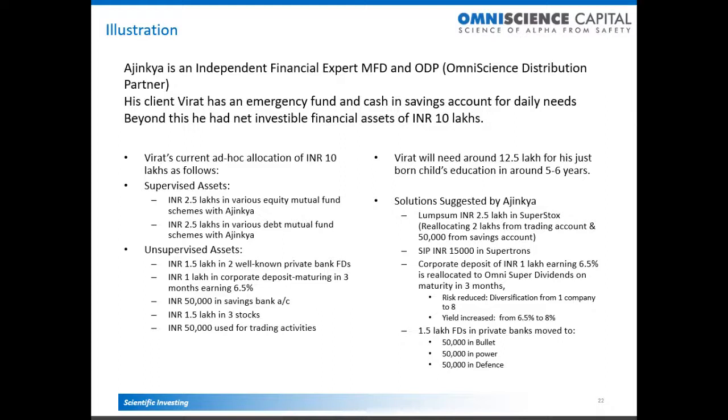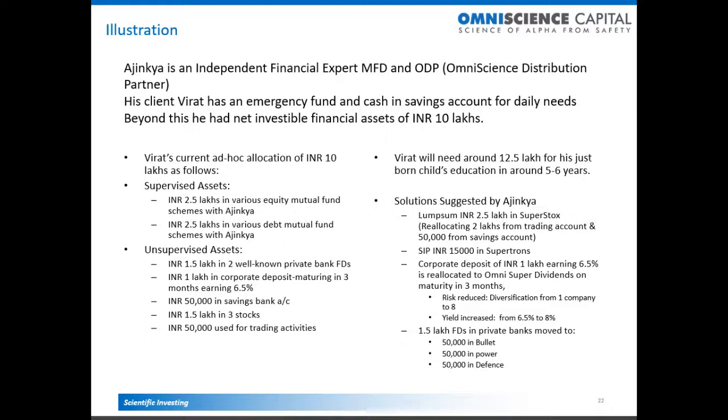So this is the solution suggested by Ajinkya: a lump sum of 2.5 lakhs in Super Stocks. So you allocate the 2 lakhs from the trading account, and 50,000 from the savings account, to Super Stocks, right? So equity goes to equity, with the 50,000 lying idle in the savings account going into Super Stocks. He suggests an additional SIP of 15,000 in Supertrons. This is small caps, but definitely Virat at this stage can take that risk, right? With his current situation of being young and all.